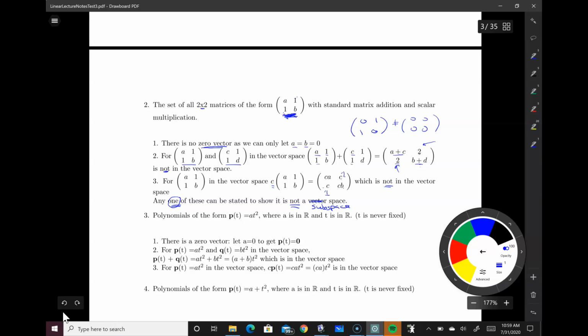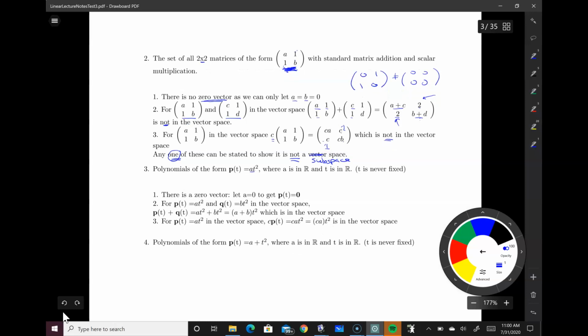All right, so let's look at this next example. I've got polynomials that look like this: a t squared, where a is a real number and t is never fixed. This is a big deal. You never fix t. t is just the variable you're allowed to put in, any independent. There is a 0 vector because I can let a equal 0. So if I let a equal 0, that gives me the 0 vector. So I have a 0 vector.